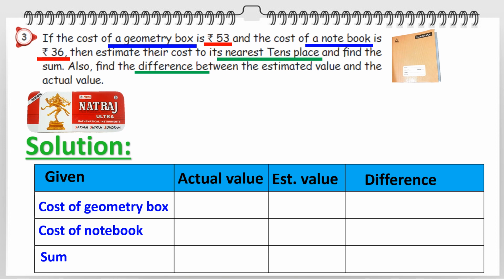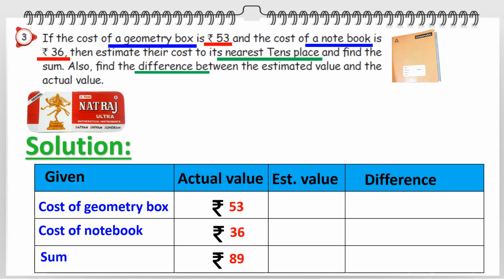So let us see the cost of geometry box. Good. That is rupees 53. Then cost of notebook is rupees 36. If we add these two, we will get 89. Right. Just take it one. Next step, we are going to find the estimated value. So here is the very important part, and it's easy for you also.